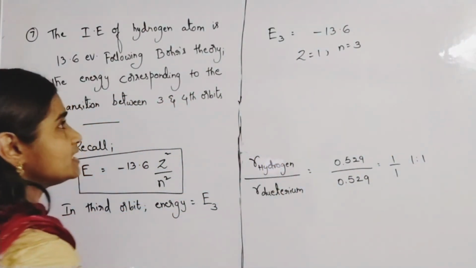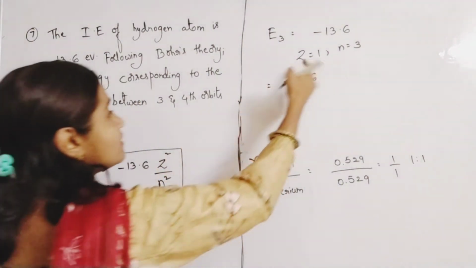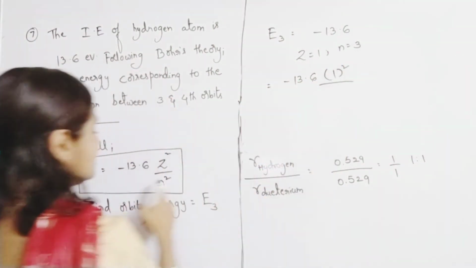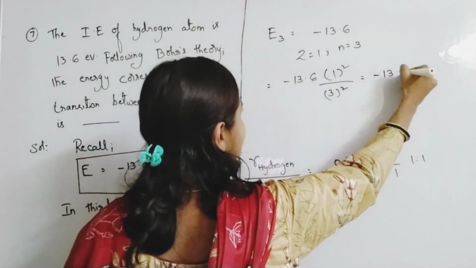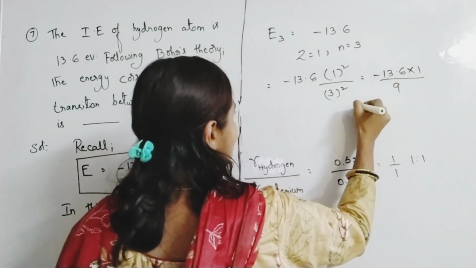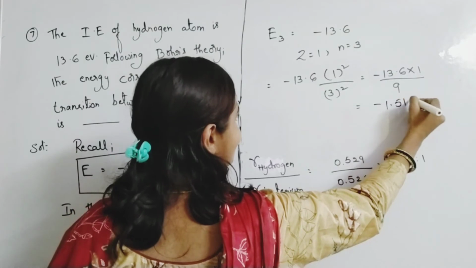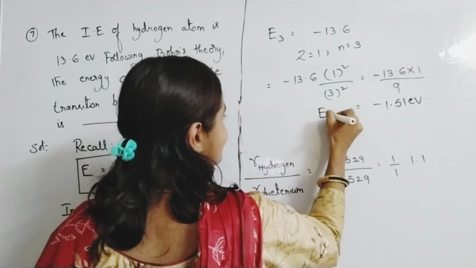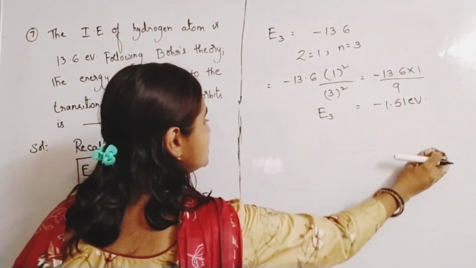So what is E3 value? Minus 13.6 into Z square, meaning 1 square, by N square, value 3 square. So that is equal to minus 13.6 into 1 by 9. If you calculate this, you will be getting minus 1.51 electron volts. This is the E3 value. Similarly, we will calculate E4 also, with the same formula.